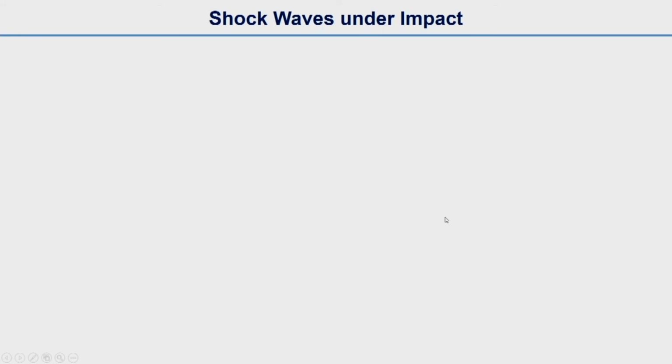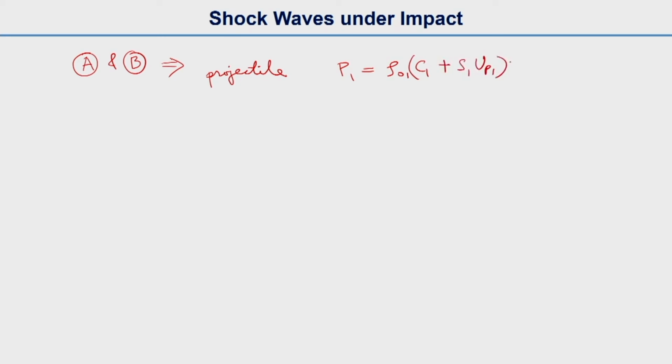If we substitute the EOS in A and B, what we will have for the projectile is P1 equal to rho naught 1 into C1 plus S1 UP1, multiplied by UP1, that you can understand. This we got from the EOS of the projectile material, and this will give you rho naught 1 C1 UP1 plus rho naught 1 S1 UP1 square.